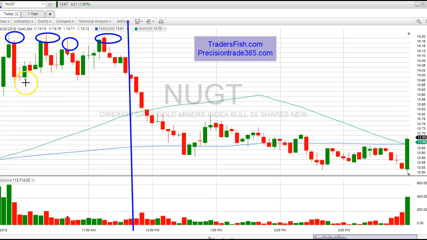and then again another test of 14.20 and it failed, and another test of 14.20 and it failed. So when you look at an intraday pattern like this, of course the resistance is very obvious, but you have to figure out where the baseline support is. And for me, when I do my personal intraday trades, this is usually the support.